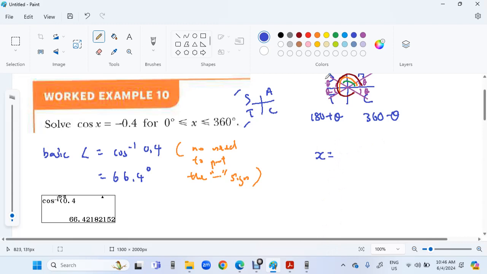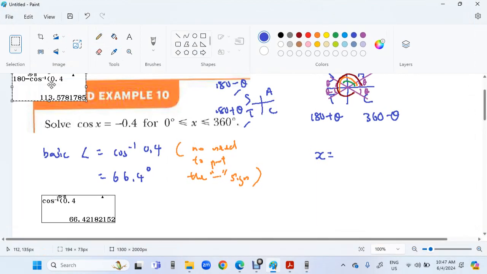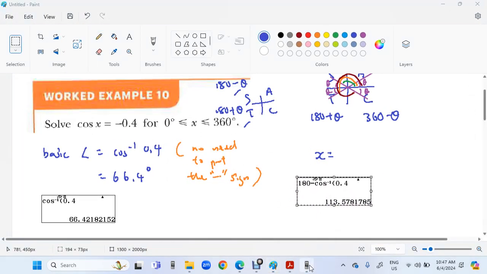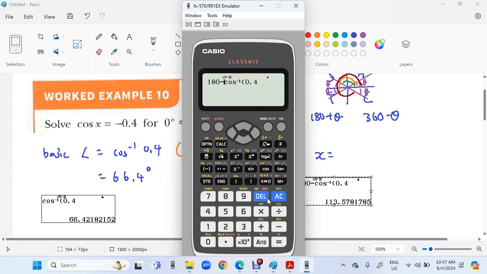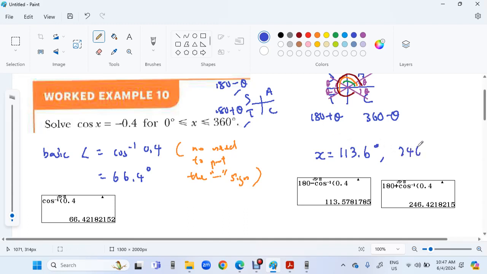X will be what? This one is 180 minus theta, and this will be 180 plus theta. So we have 180 minus this, and the answer is 113.6. And we have 180 plus, then the answer is 246.4. So the value of x will be 113.6 degrees and 246.4 degrees.